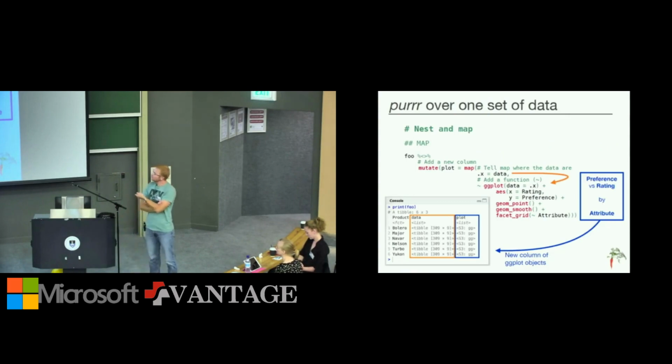Looking first at the map function. What I have over here is foo, which is essentially the nested data set of the carrots. I mutate, so I want to add a new column, which is called plot. I use the map function, I tell it where to find the data, and then I shove that data into ggplot, which is the exact same ggplot I used in the lapply function. And it produces a new column in my data set. So there's product, there's the data, and now I've got a ggplot object in each one. And each one of those ggplots applies to the data associated with it.